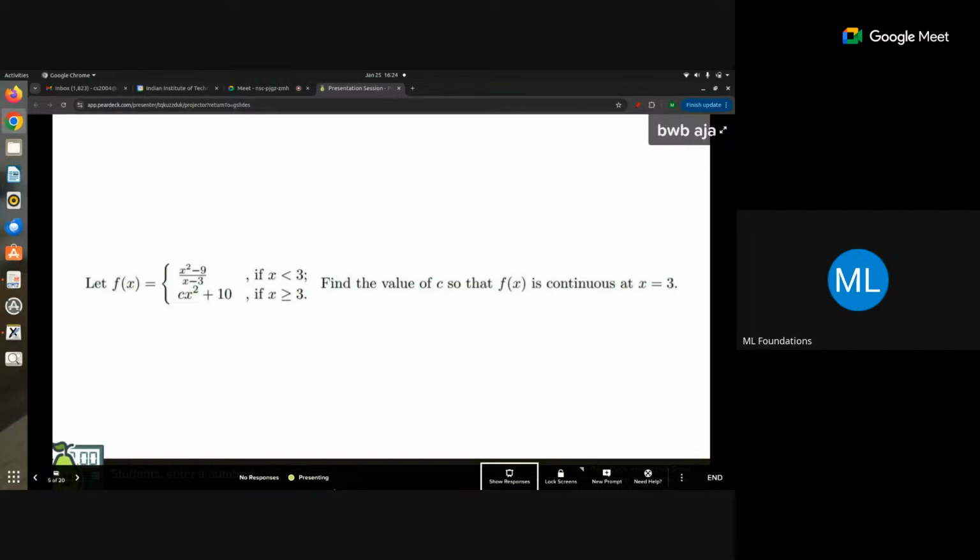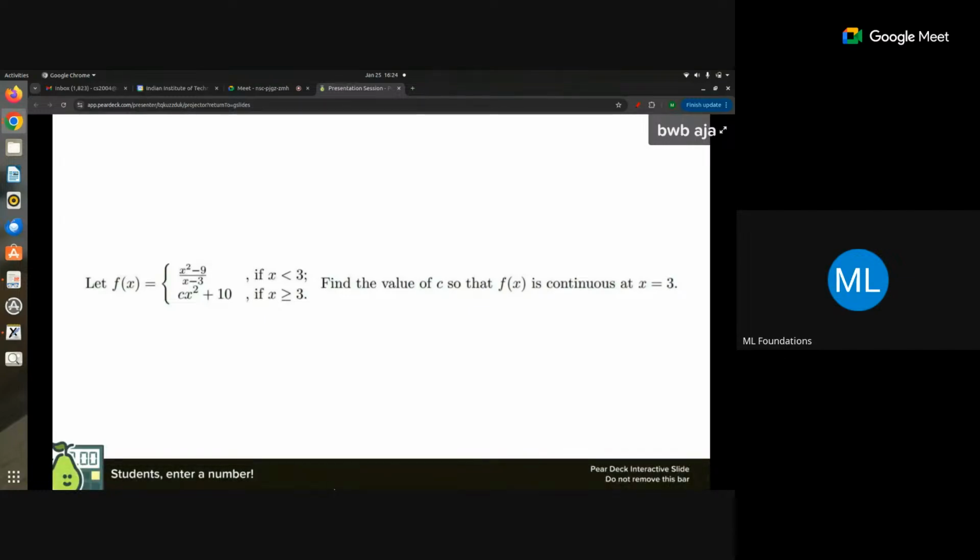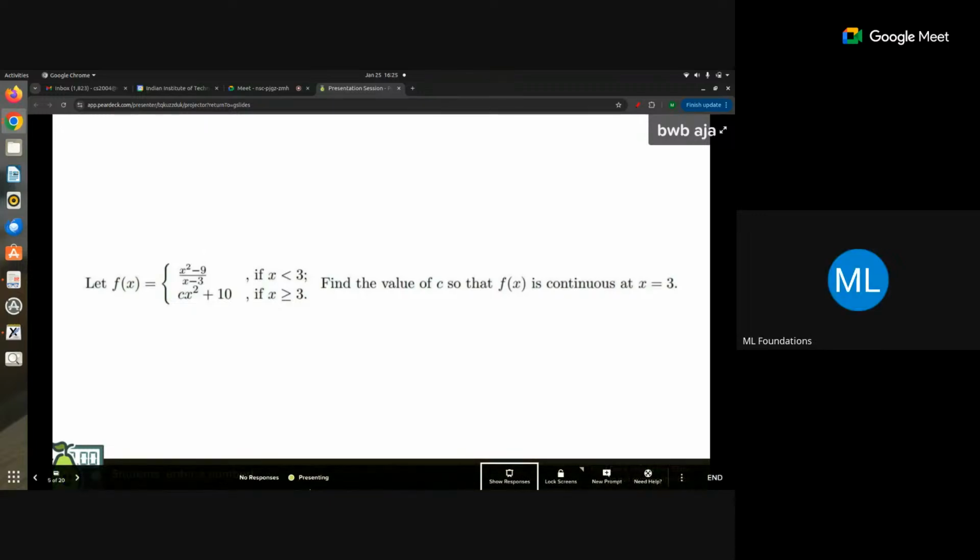So it's again a similar problem. Just try to solve it. It may be a variant of the previous one. What is the issue here? If I plug in the value of 3 there, what will happen? It will be an indeterminate form, 0 by 0. So you have to use L'Hopital rule.